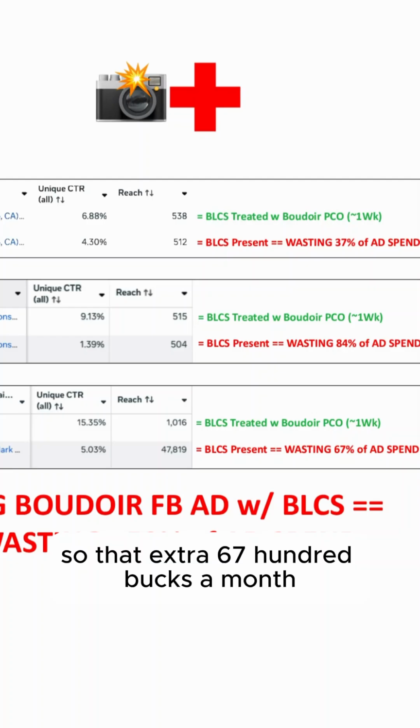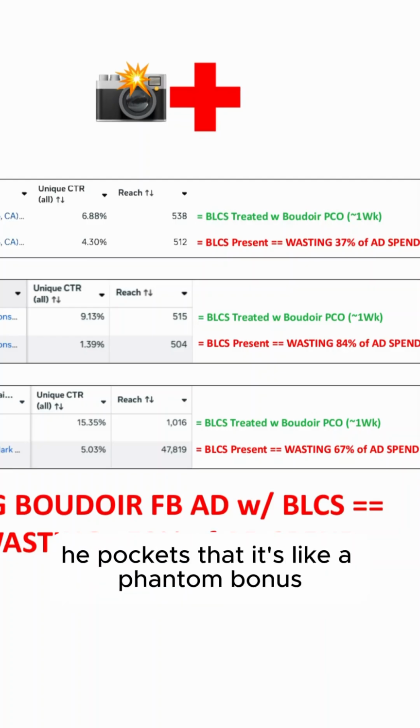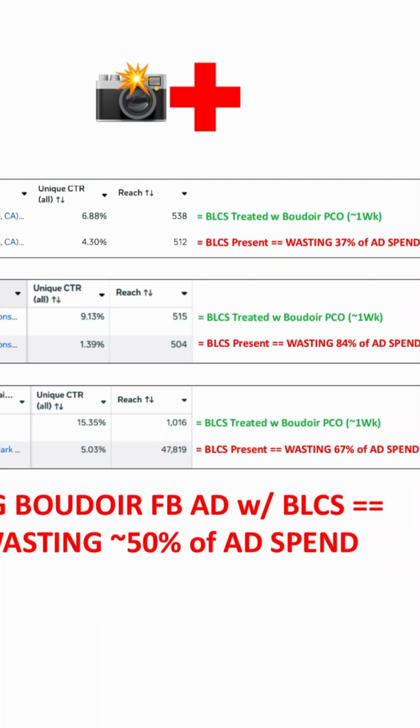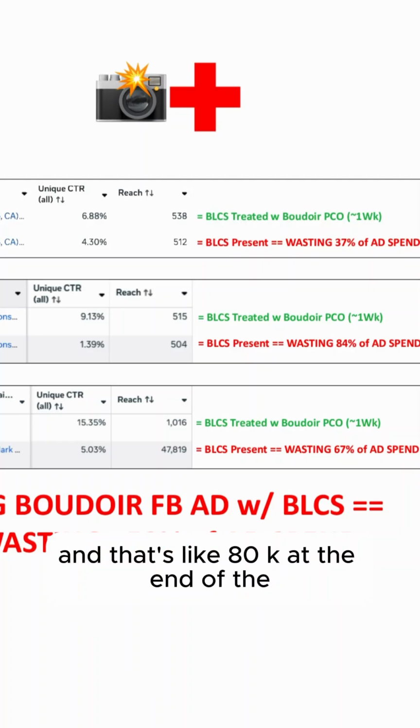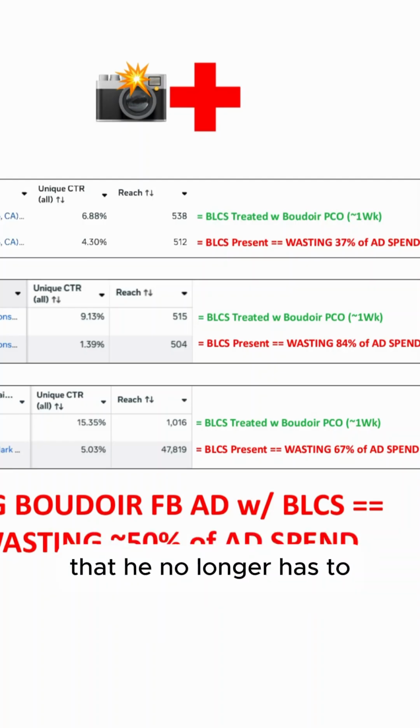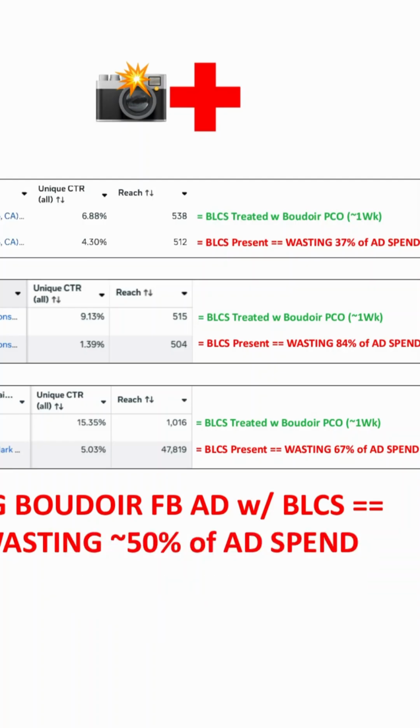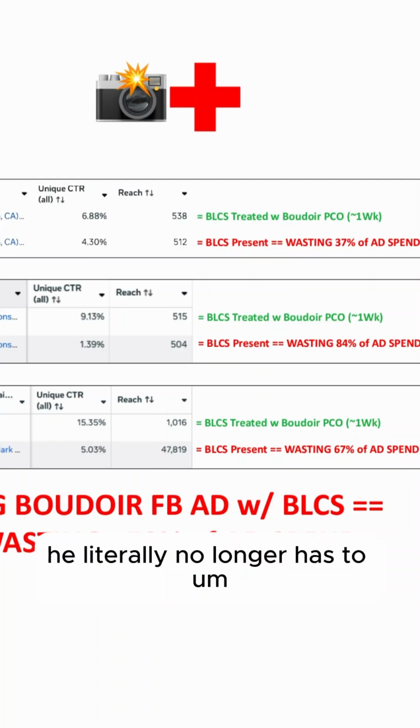So that extra 6,700 bucks a month, he no longer has to spend. He pockets that. It's like a phantom bonus, and that's like 80K at the end of 1 year. In the next 12 months, that he no longer has to spend.